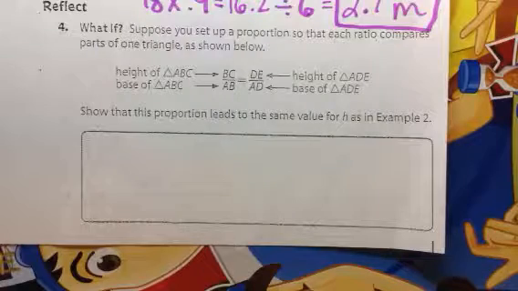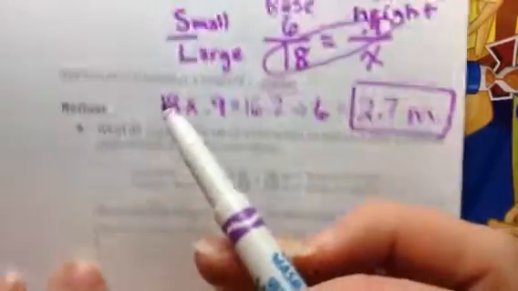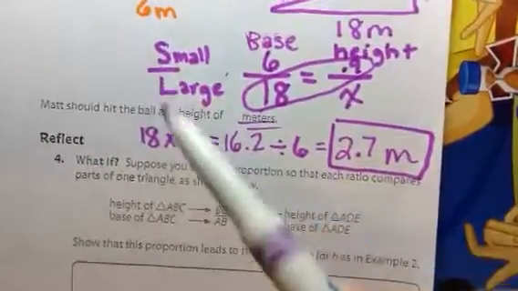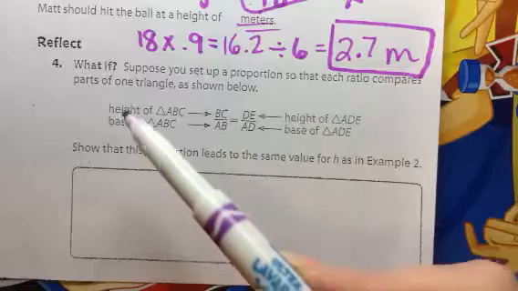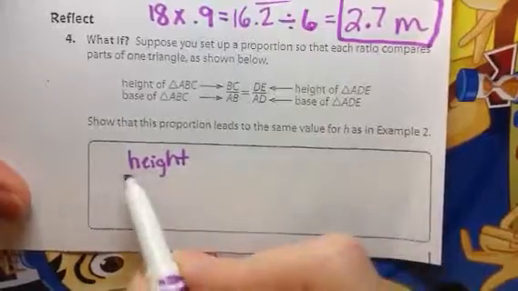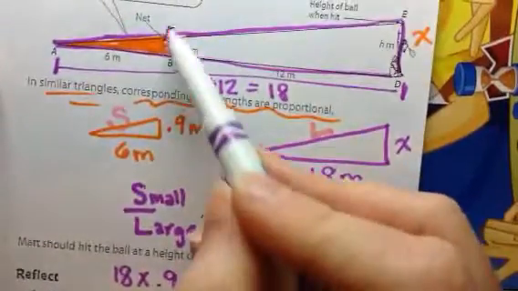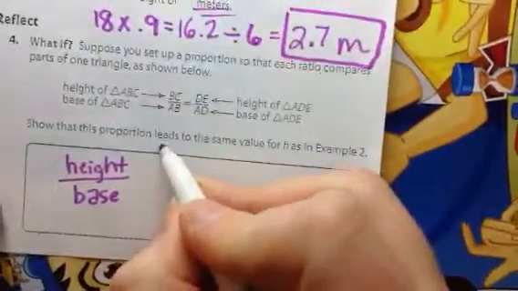Okay, so it says, what if? Suppose you set up a proportion so that each ratio compares parts of one triangle as shown below. Show that this proportion leads to the same value of h as in example 2. Okay, so notice before whenever I set it up, I said small to large, but now they're wanting me to say height to base. So I'm going to label height to base. They had used BC. So that's going to be the height of the small one. And then DE was the height of the large.